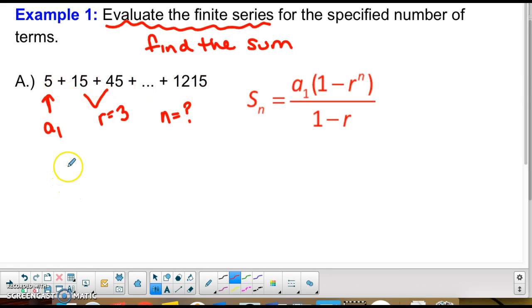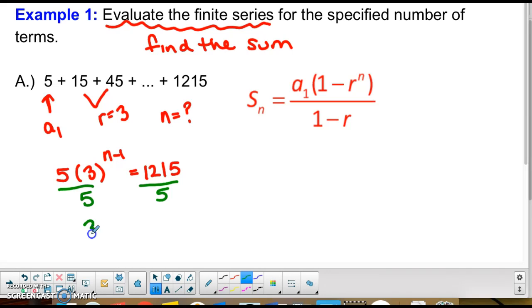So we can set up an equation. 5 times 3 raised to the n minus 1 is going to get us to 1215. So we just need to solve this equation. We would divide by 5, and we would get 3 to the n minus 1 equals 243.